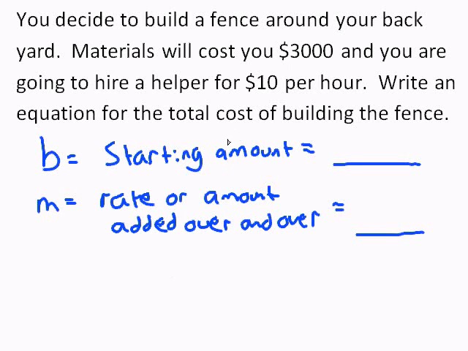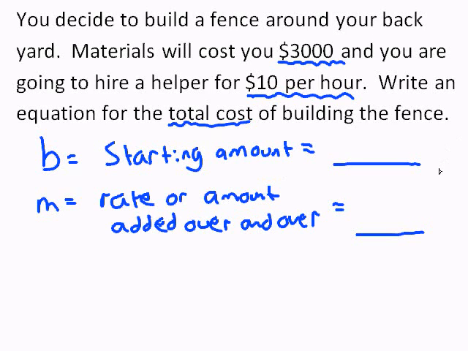So you've read through the problem. You're building the fence, and materials are costing you $3,000. You're going to hire a helper for $10 per hour. We need to write an equation for the total cost of building the fence. So we need an m and a b. b is our starting amount, again, and m is the rate, or the amount that's added over and over again.